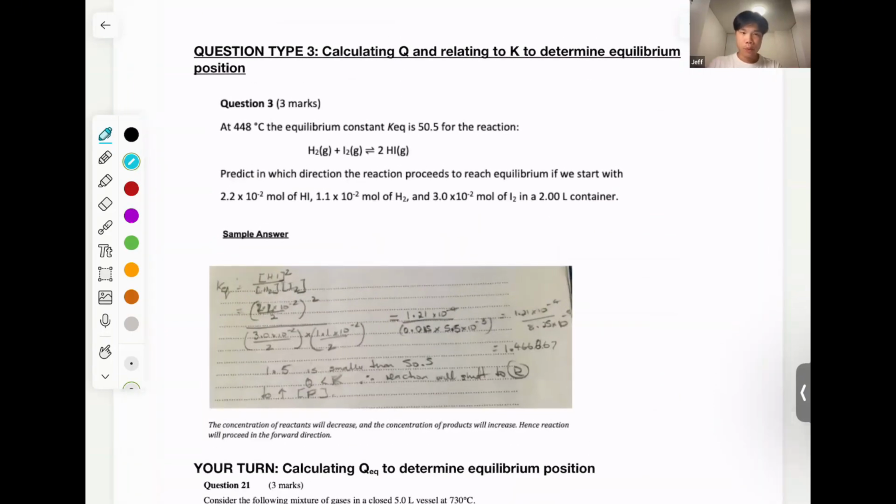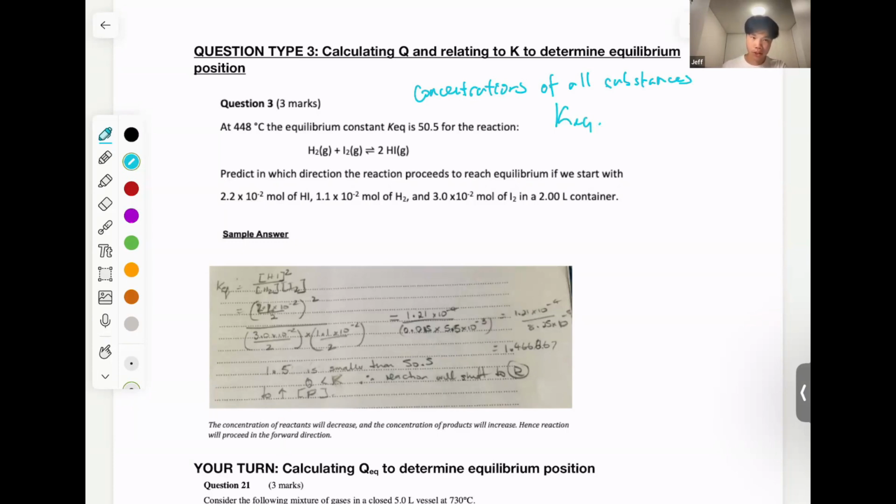Third question type here, relating Q and K to determine equilibrium position and therefore which way you'll shift. So this is your quantitative way of determining whether you'll shift right or left. Basically, in these questions, you'll be given the concentrations of all substances at a given point in time. You'll be given a KEQ. And then you're asked to find the Q.